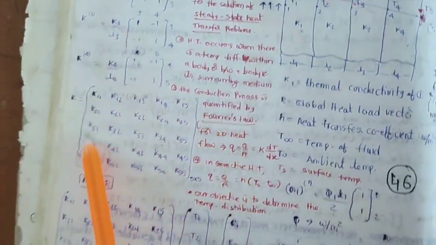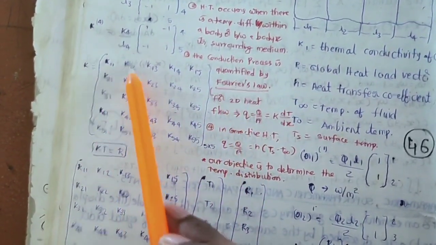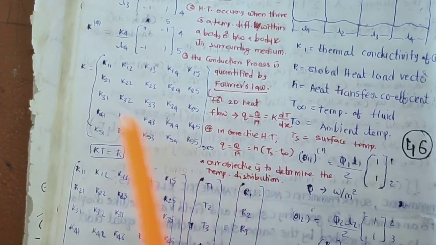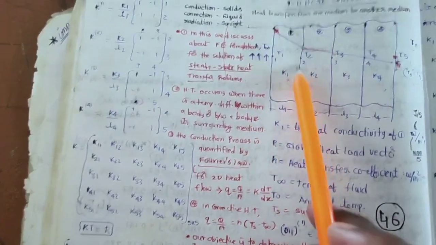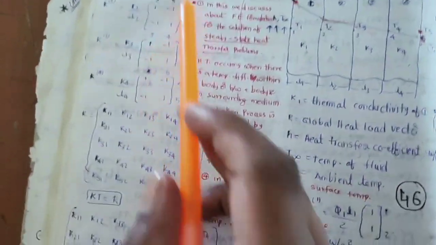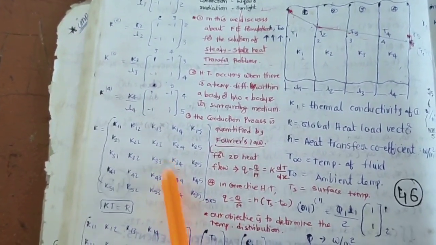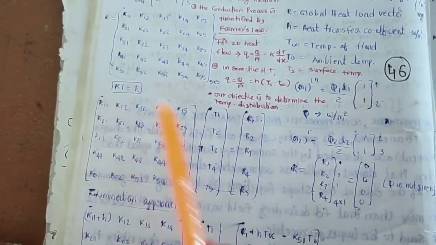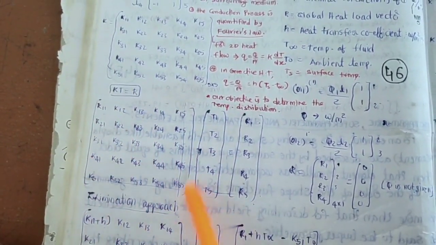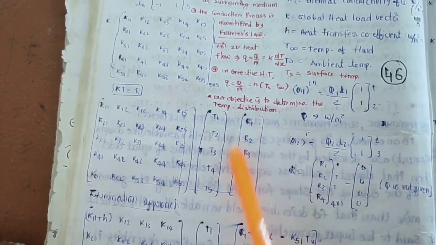We have to add all those values here. As you know, the nodes are 1, 2, 3, 4, 5, and the elements cover 1, 2, then 2, 3, then 3, 4, then 4, 5. Like that, you have to add all of these. You know how to add; we already discussed it in the last class. After that, you have to consider the matrix equation KT is equal to R. This is all about K, this is the T, and this is the R.